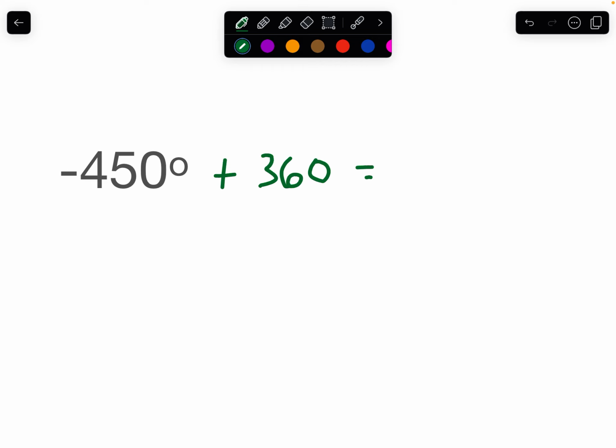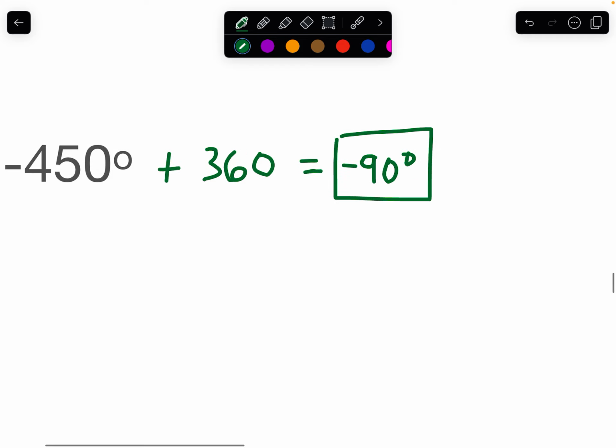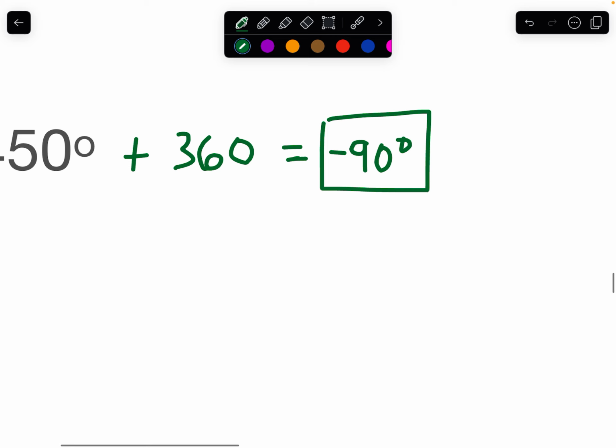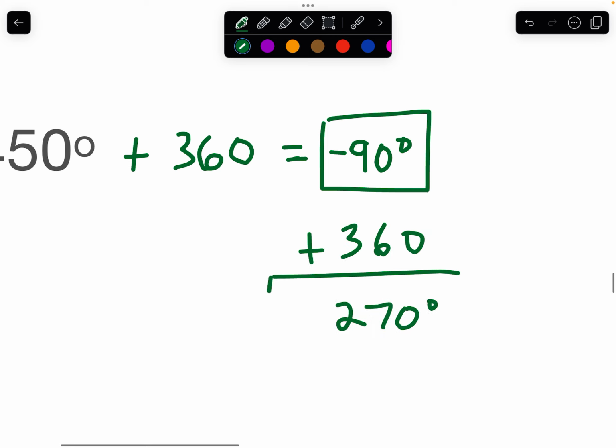I could sketch this out, but the idea is that we don't have to yet. I can find a coterminal angle by spinning around completely one time, in other words, adding 360, and if I do that, I'll be at negative 90. So here's a negative coterminal angle for negative 450 degrees. Now I haven't found a positive coterminal angle yet, so I better spin around one more time, add 360 again. Now I have a positive coterminal angle.